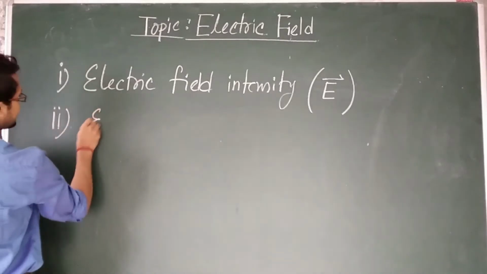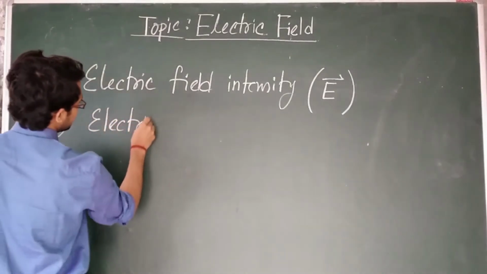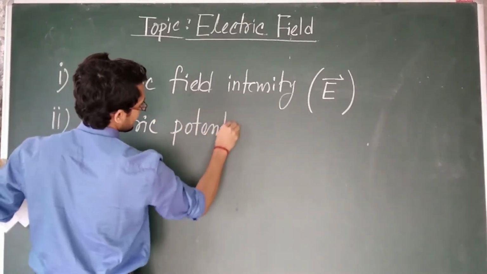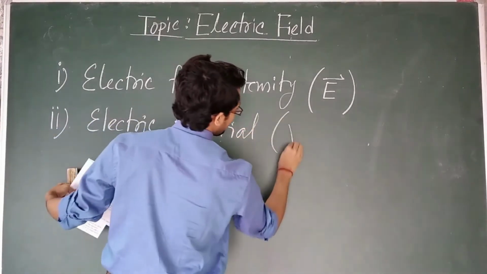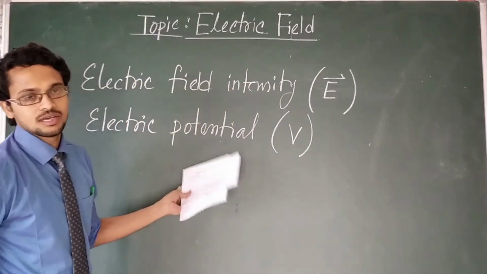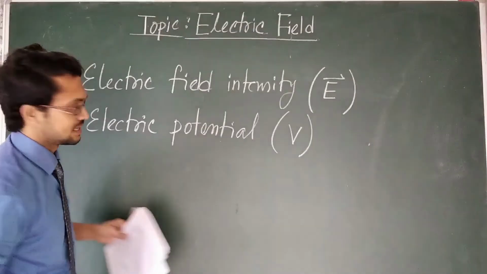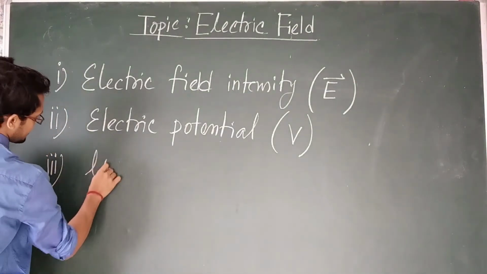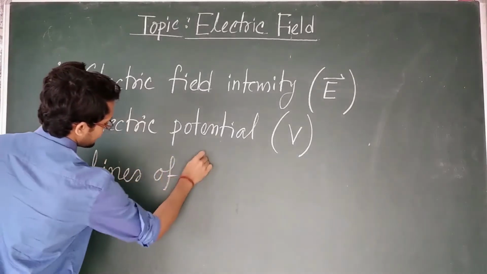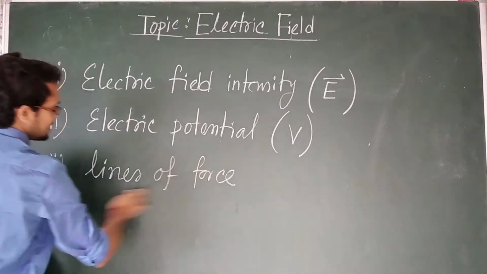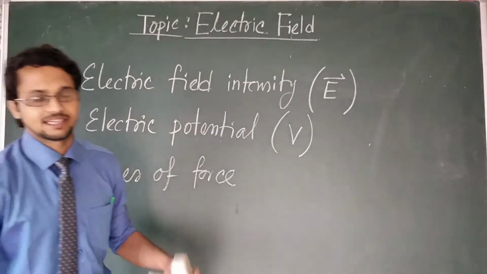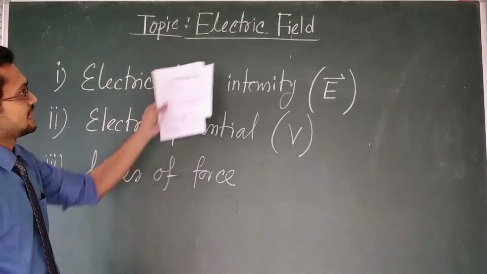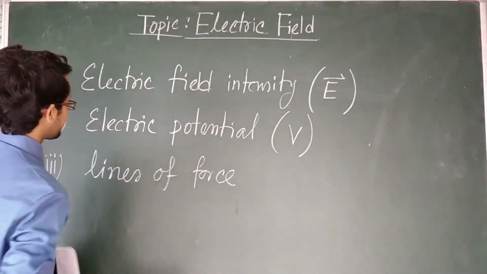Second, electric potential, that is written by capital V. This also depends on position, but this is a scalar quantity. And third one, lines of force. Lines of force is an imaginary concept and a geometrical concept. So these are the three kinds of representation of electric field in a region.